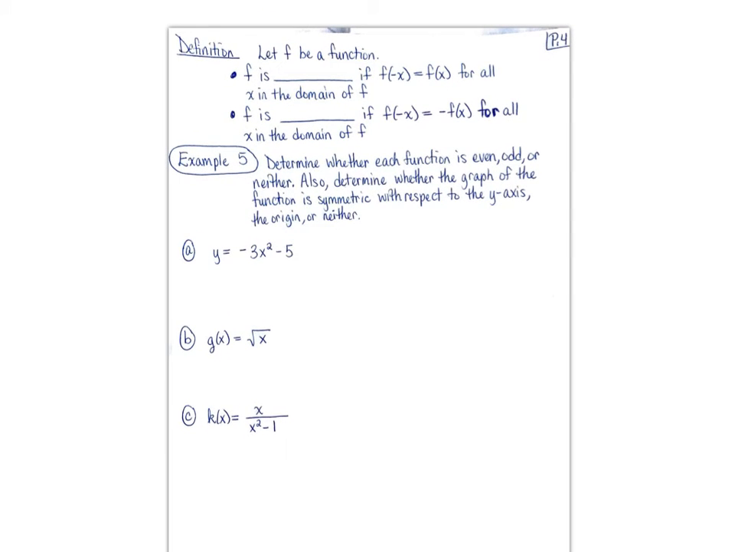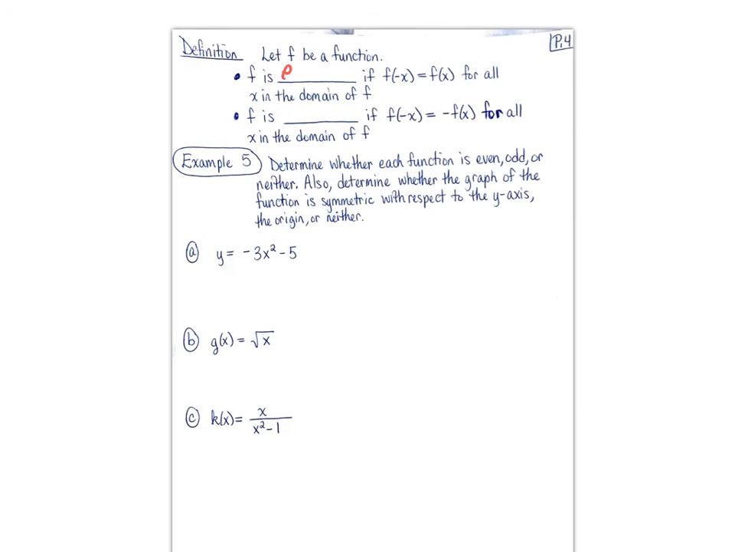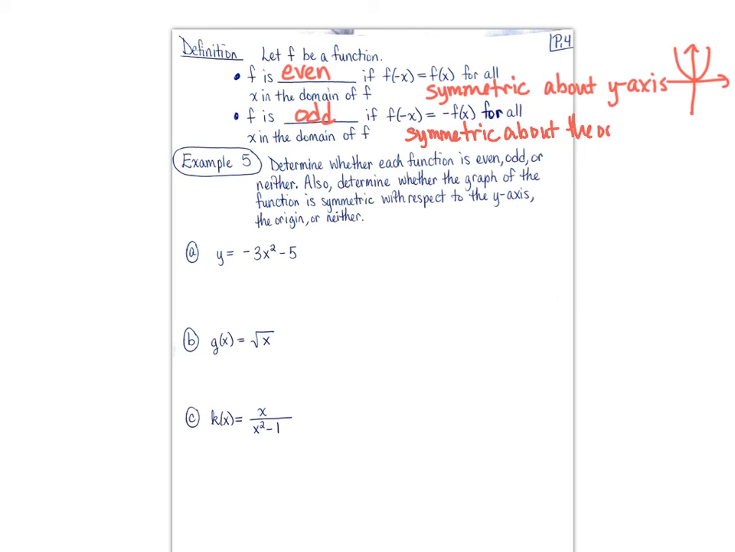Let f be a function. F is what we call even if f of -x is equal to f of x for all x in the domain of f. So even functions are symmetric about the y-axis. Example of an even function, x squared. Notice the symmetry about the y-axis. F is odd if f of -x is equal to -1 times f of x for all x in the domain of f. So in other words, for an odd function we have symmetry about the origin. An example of an odd function is x cubed. Notice the symmetry about the origin here.